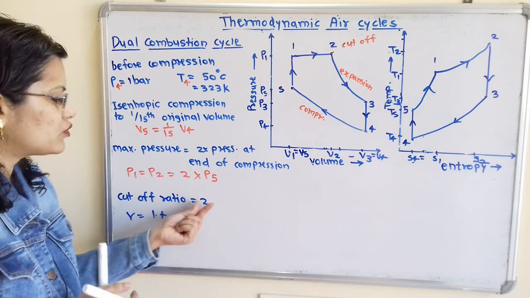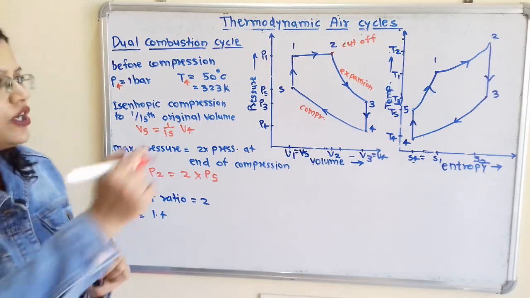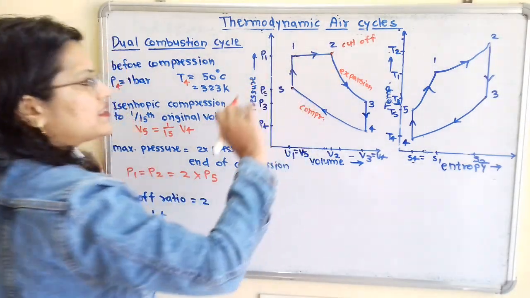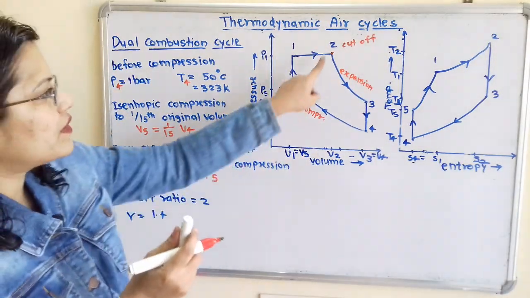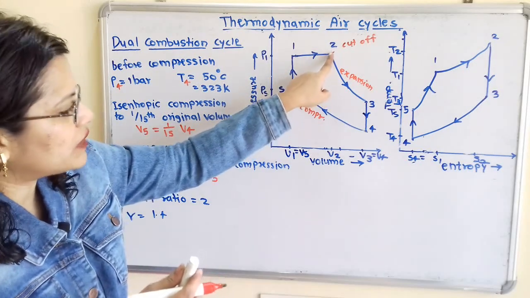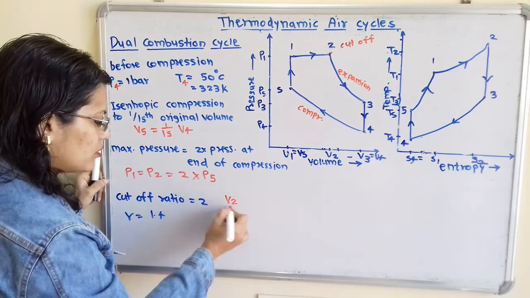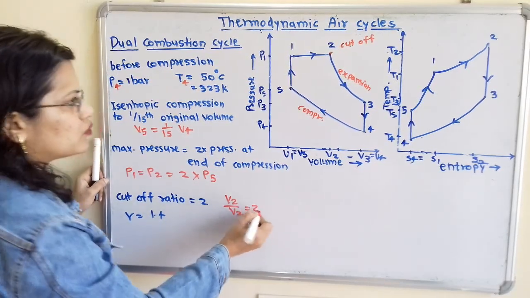Then cut-off ratio is equal to 2. So what is this cut-off ratio? If we observe, at point 2 heat supplied is cut off. So we will take the volume during the process 1 to 2, that is V2 by V1. So we will take here V2 by V1 is equal to 2.